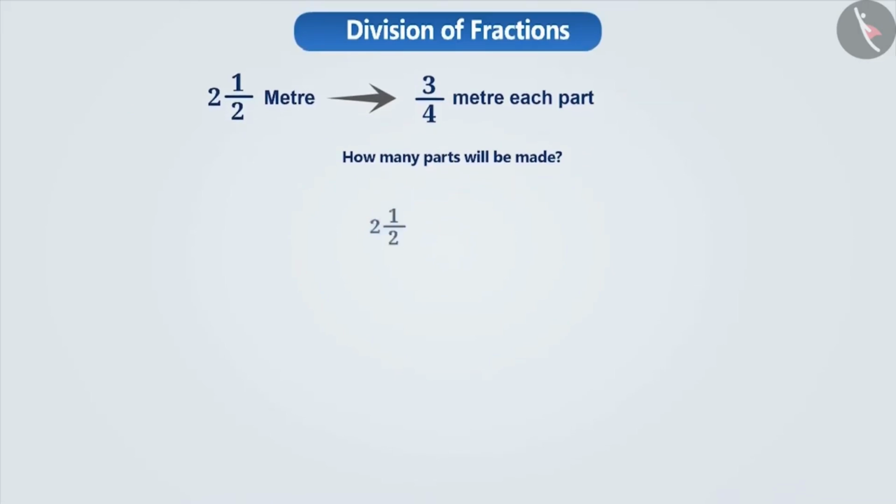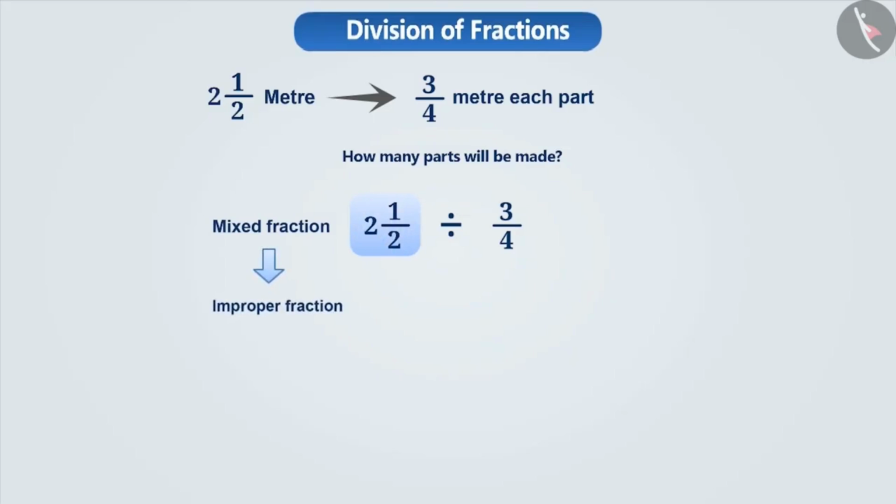Yes, you are right. Here too, we have to divide 2.5 meters by 3/4. Notice that 2.5 is a mixed fraction. In division of fractions, we have to first convert mixed fractions into improper fractions. For example, here we will write 2.5 as 5 by 2. So now the division will become 5 by 2 divided by 3 by 4.